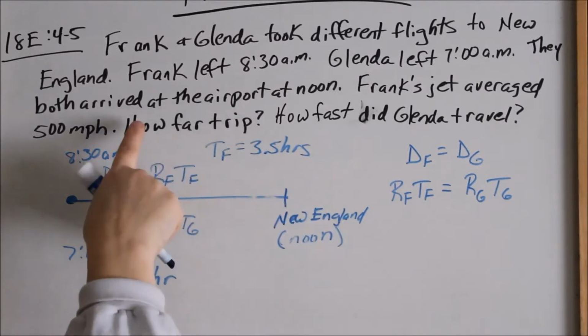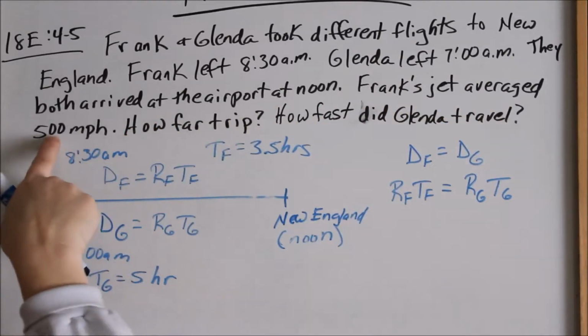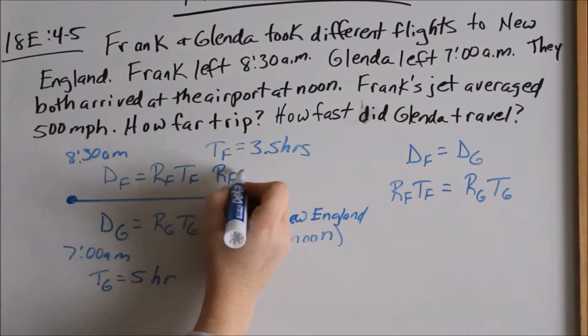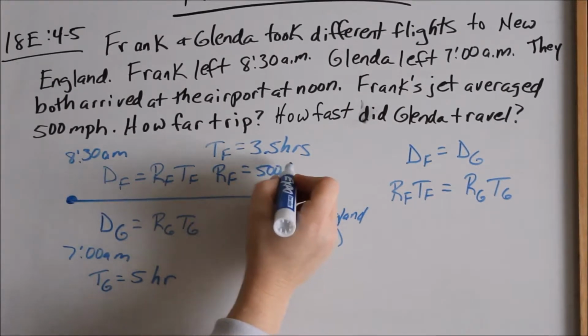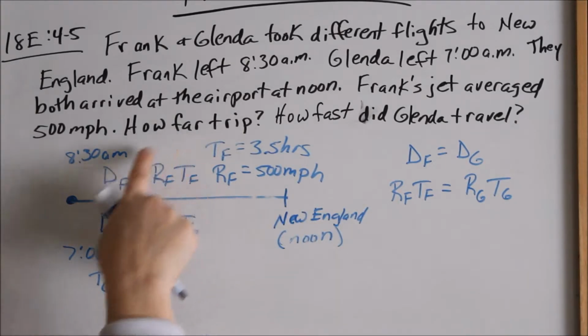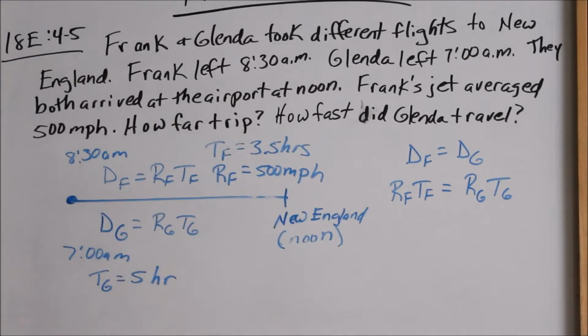Then it says Frank's jet averaged 500 miles an hour. Okay, so Frank's rate is 500 miles an hour. Okay, how far is the trip and how fast did Glenda travel? So we don't know Glenda's rate. We don't know her rate.